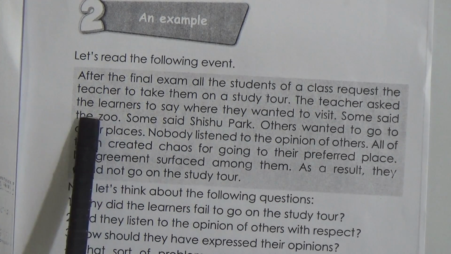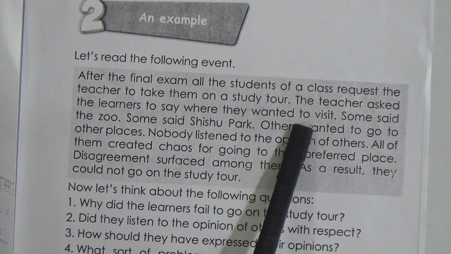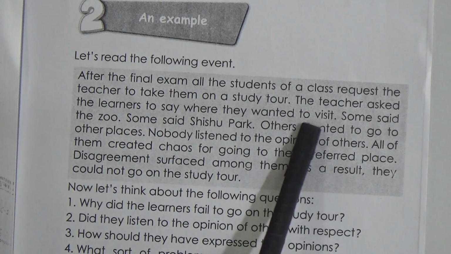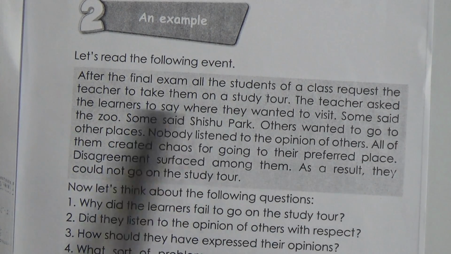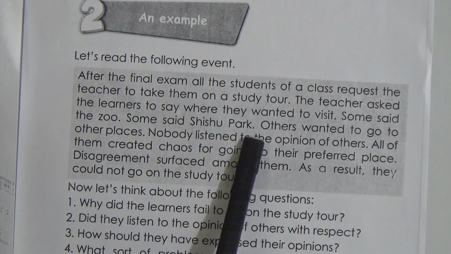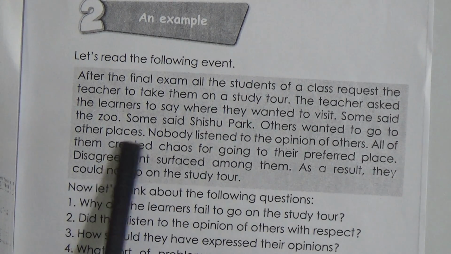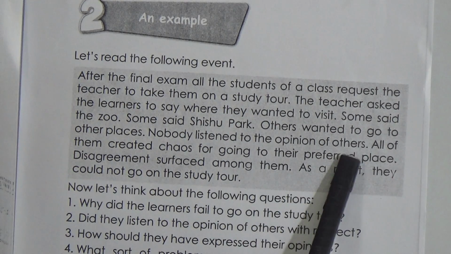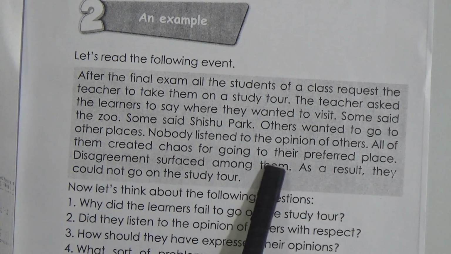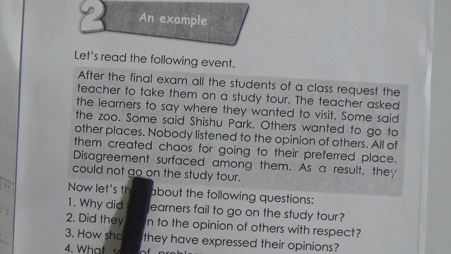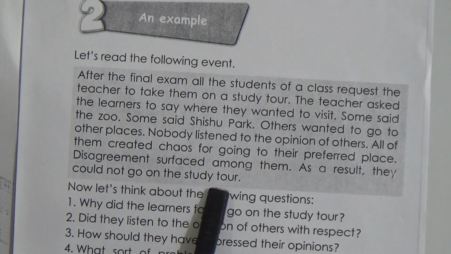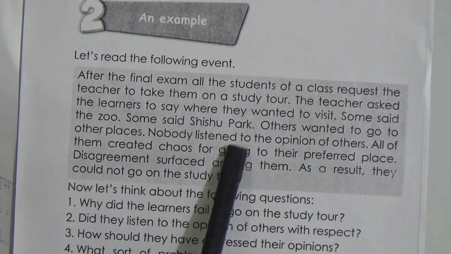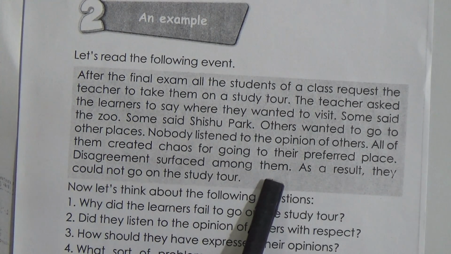The teacher asked the learners to say where they wanted to visit. So the teacher actually wanted to know what places they could visit. Some said the zoo, some said Shishu Park, some wanted to go to other places. Nobody listened to the opinion of others. All of them created chaos for going to their preferred place. These disagreements surfaced among them. As a result, they could not go on the study tour, because whenever you are making chaos, you are making noise, you are not listening to others, you cannot find a conclusion so that you can make the decision.